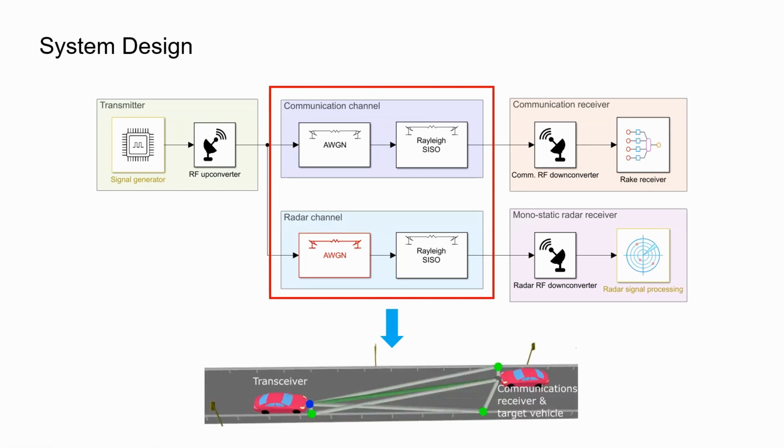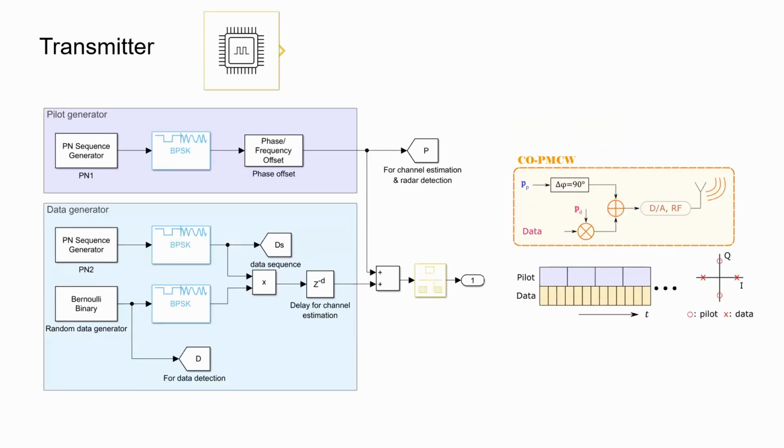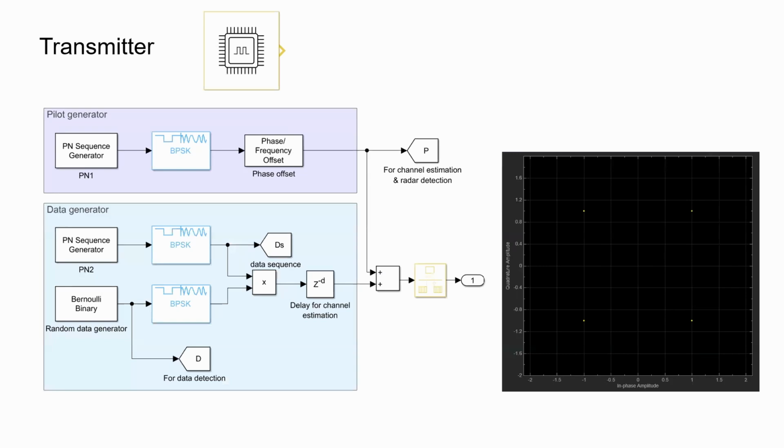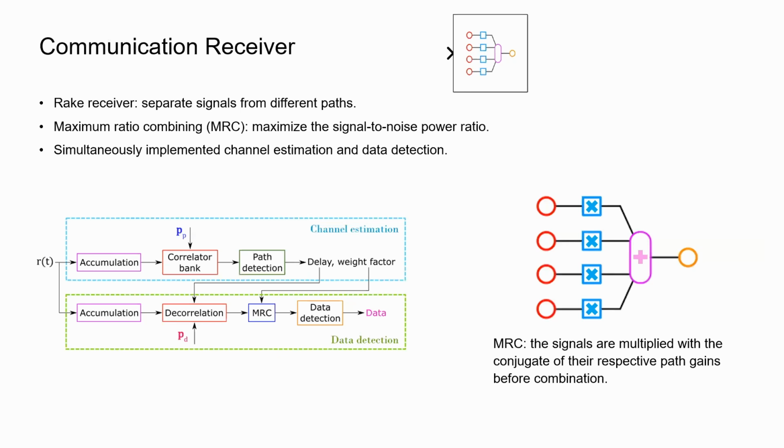The transmitter, communication receiver, and radar receiver each consist of an RF converter and a baseband processor. The transmitter generates the parallel transmitted pilot and data sequences. The transmitted signal constellation diagram is shown here, including the data signals in the real part and the pilot signals in the imaginary part. At the communication receiver, we use a RAKE receiver combined with maximum ratio combining technology.